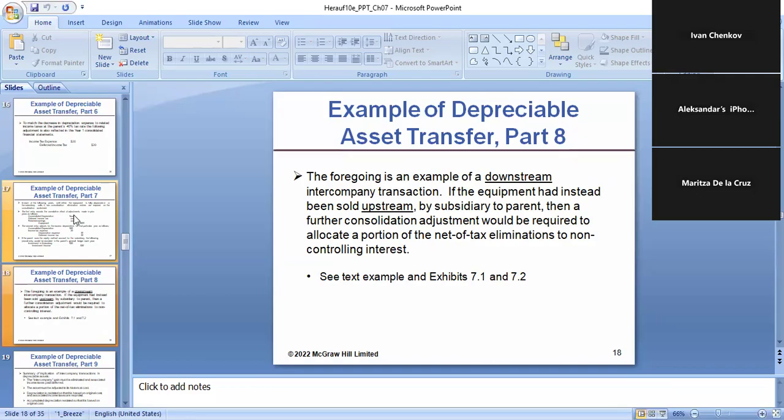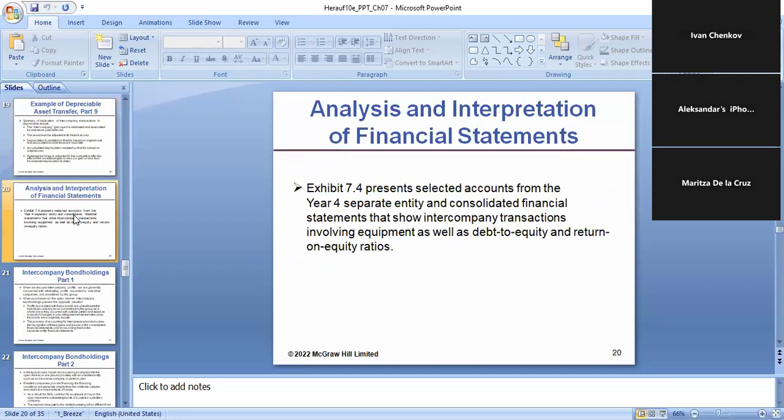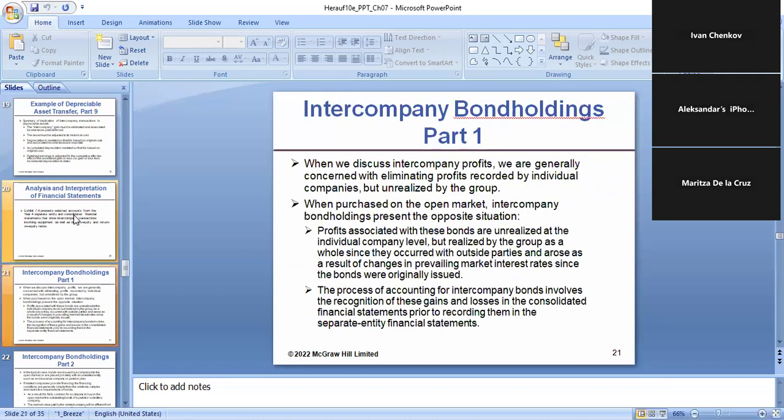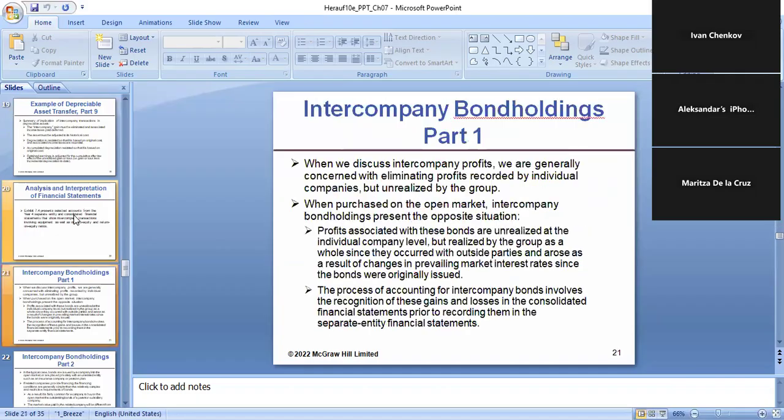If we're going upstream, we have to be careful because in an upstream transaction, if there's a non-controlling interest, we have to show the effect of the non-controlling interest as well. That will be the only thing that I want you to know. Again, I'm not going to examine you on this. I just want you to know this for the depreciable assets and the effect on the consolidation and at the subsidiary and parent level. Once we know this, that's all I want you to know from this chapter.